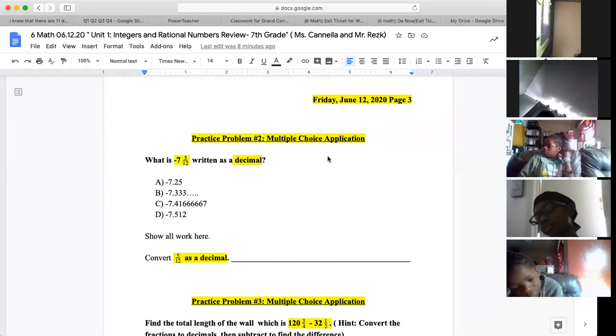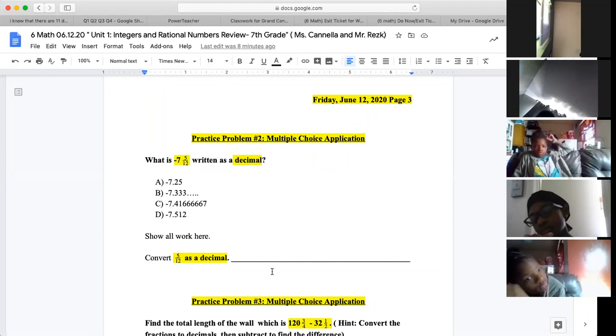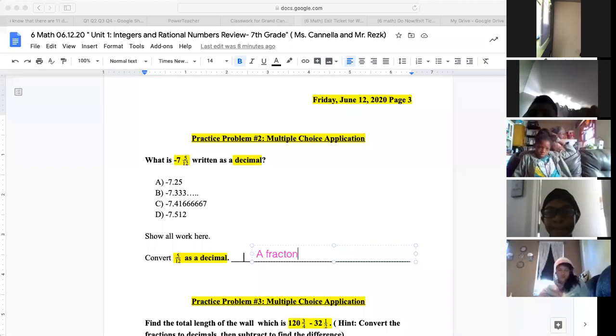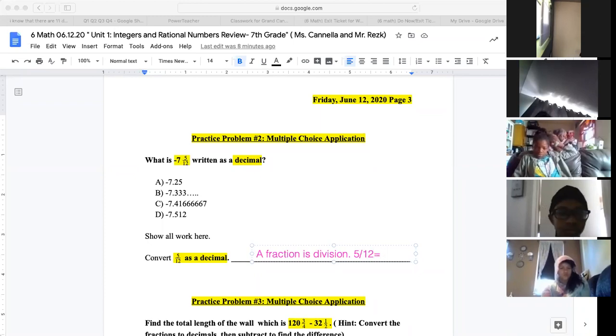So now, remember that you have to convert the fraction into a decimal. So a fraction is what operation, Kira? Think of the operations. Starts with a D. A fraction is division. So you have to divide 5 by 12 to figure out the decimal equivalency. So what is 5 divided by 12 on your calculator? This is an easy question. 5 divided by 12 is what?